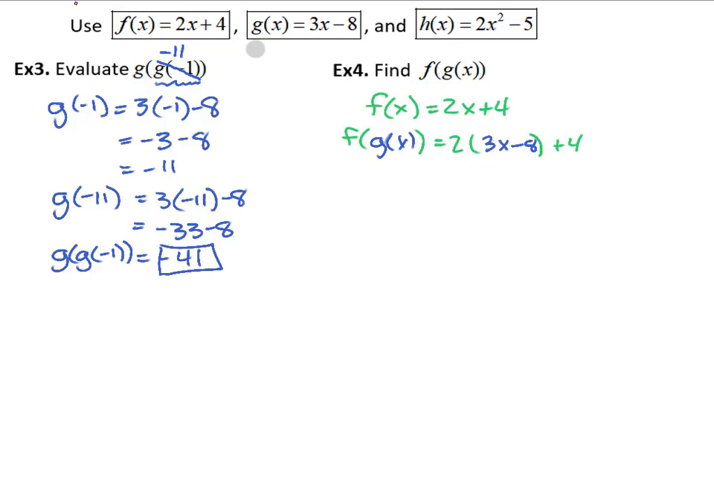Okay, so what we need to do here is go ahead and distribute our 2. It's 2 times this entire quantity. So again, this is where it's important to make sure you're using parentheses when you substitute in. This time we did need to distribute. 2 times 3x is 6x, 2 times negative 8 is negative 16, and then we still have our plus 4. Again, the last step is just to simplify. We do have a couple like terms, a couple constants over here to combine that gives us negative 12. Okay, so f of g of x is equal to 6x minus 12.